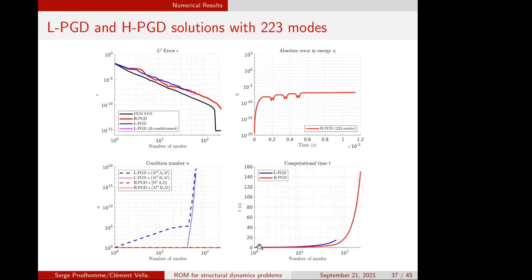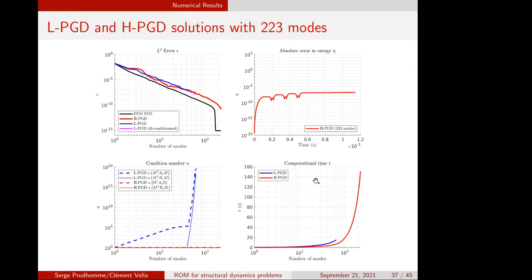I'm showing now the solution when we consider 223 modes. And this is what happened. Basically, the condition number in the case of the Lagrangian approach behaves so badly that we don't get the solution. It diverges. We stop getting the solution after about 60, 65 modes. Concerning the Hamiltonian, no problem. We keep going. And even with 223 modes, we have a good behavior, and the error in the energy is very small.